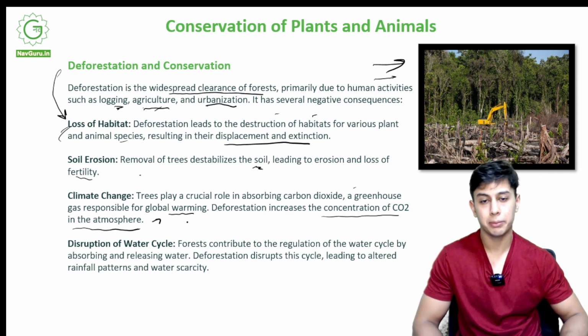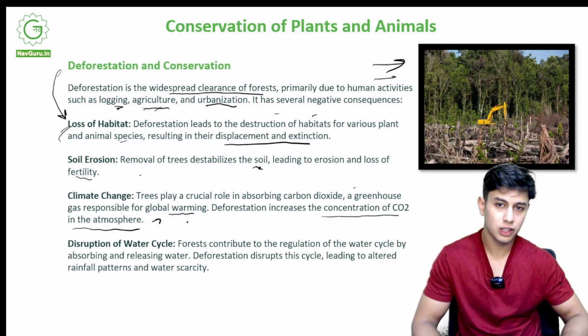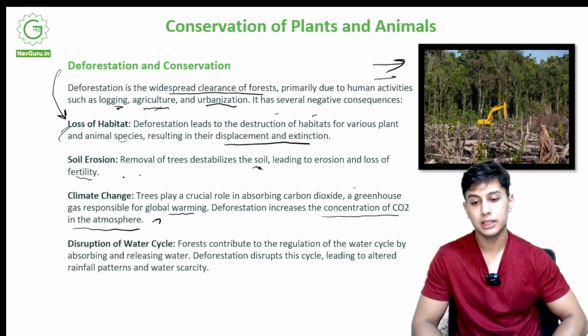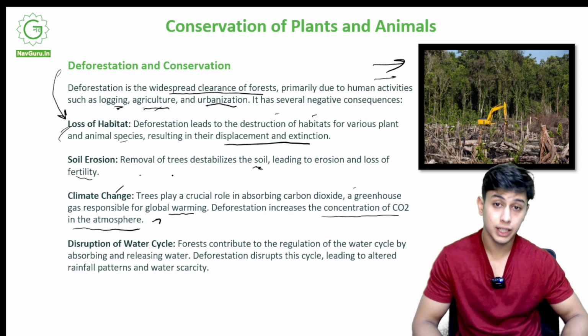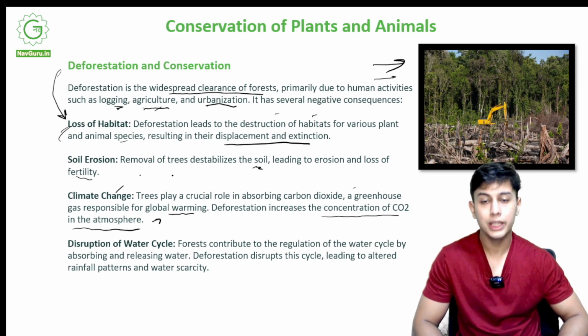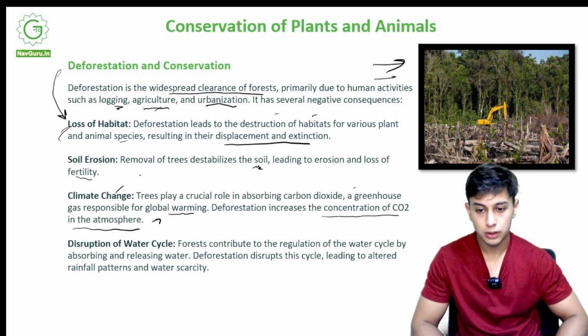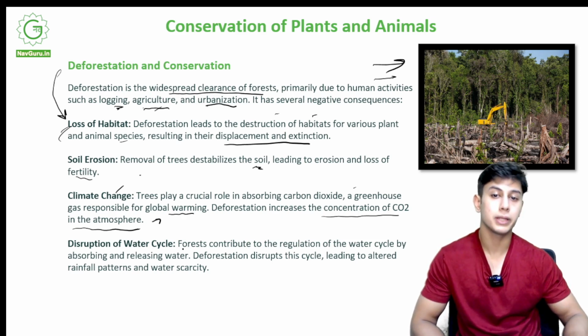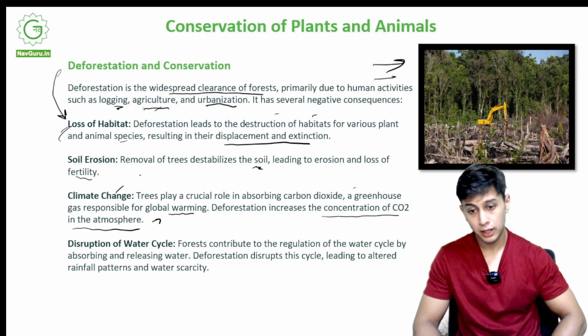very adverse climatic conditions. There will be more floods, there will be more droughts, there will be a lot of extreme weather events. That is climate change. It is changing right now. Thus, we do not want to cut trees, so that carbon dioxide is being absorbed and the temperature of the earth is not increasing.